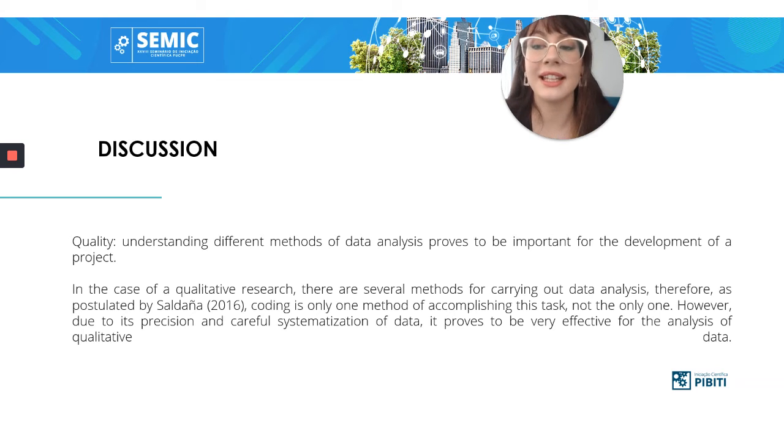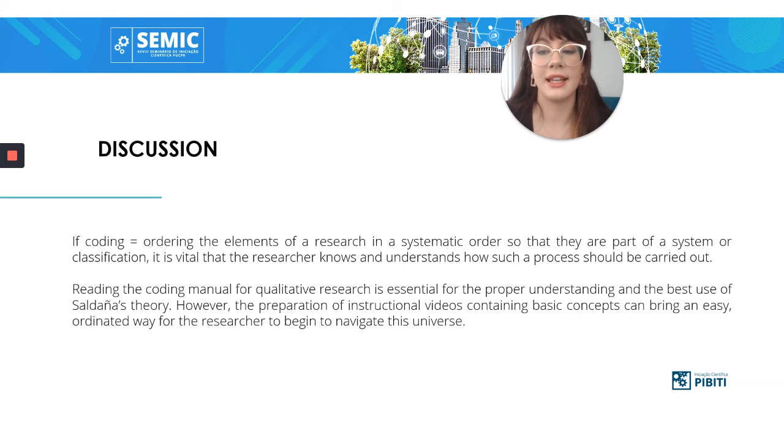So, with this, I think it's important that we stress that this is about quality. When you are able to understand what you are doing, you will do your work with more quality, correct? Because of this, we understand that if coding equals ordering the elements of a research in a systematic order so that they are part of a system or a classification, and this is a careful and systematic process, then it's only logical that the researcher knows and understands how this process should be carried out, what its importance is, and really understands how it should be done so that they can do it with more quality.